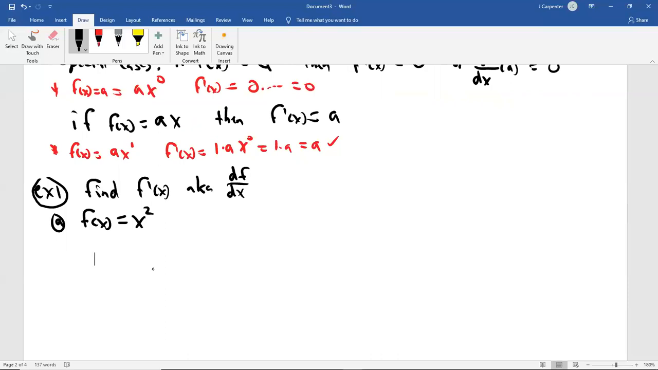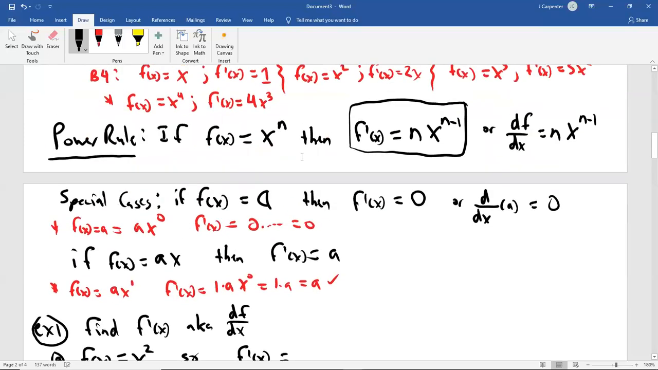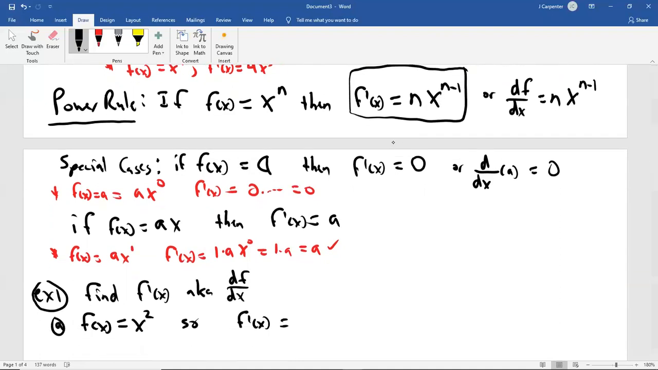So f prime of x, we're just going to apply that formula, which was up here. You take the exponent and you make it a coefficient. You bring it out front as a coefficient. You're still going to have your x, and then you drop the exponent by 1. That's what n minus 1 means. Just take the original exponent and subtract 1. So I'll show all the detailed work here.